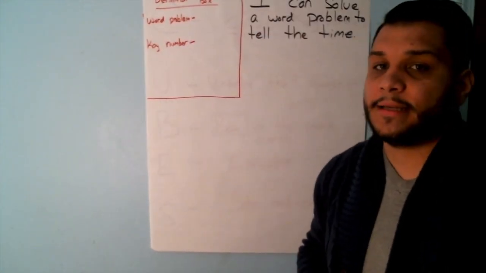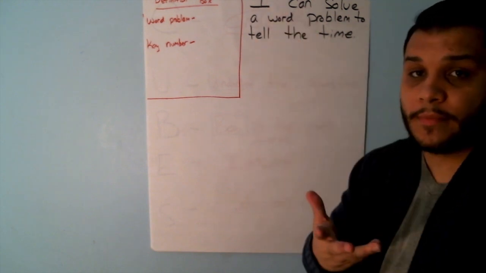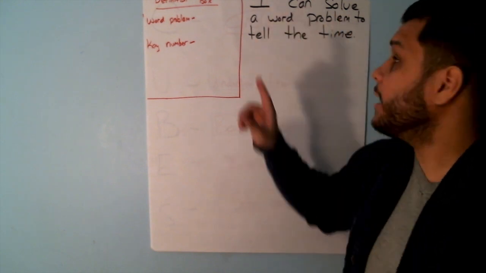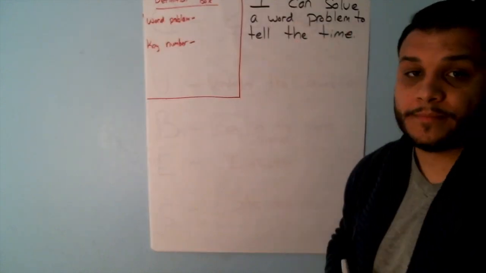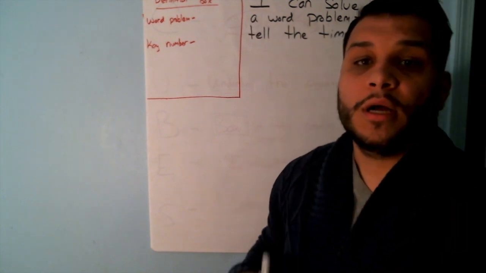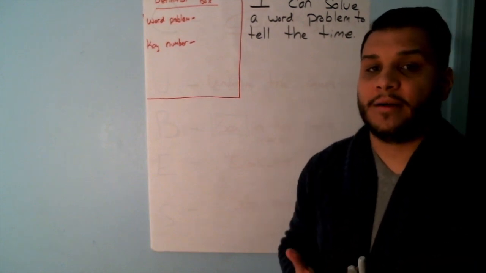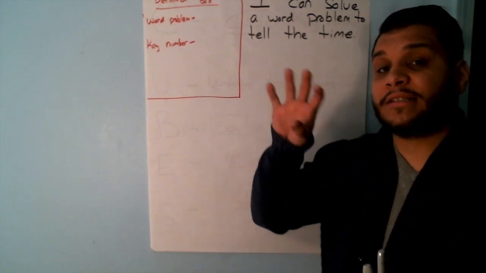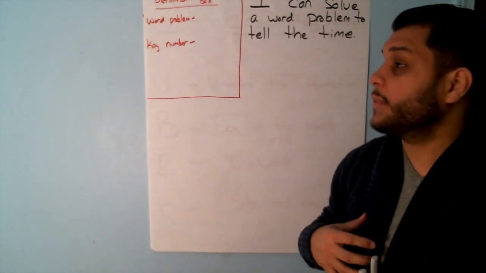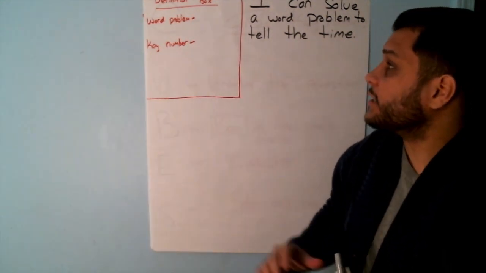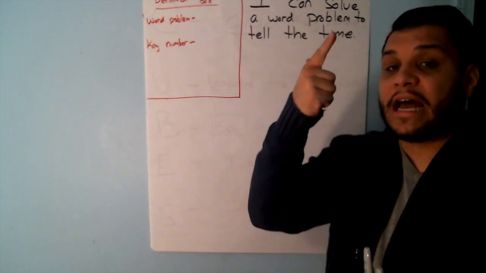As we focus in on today, we have the following I can statement. I can solve a word problem to tell the time. Last week and the week before, we spent learning what time is, and we used our analog clock. Today, we're going to be utilizing those skills that we learned about time and putting it into a word problem. When we focus in on our definition box, we see two words. We have word problem. We also have key numbers.